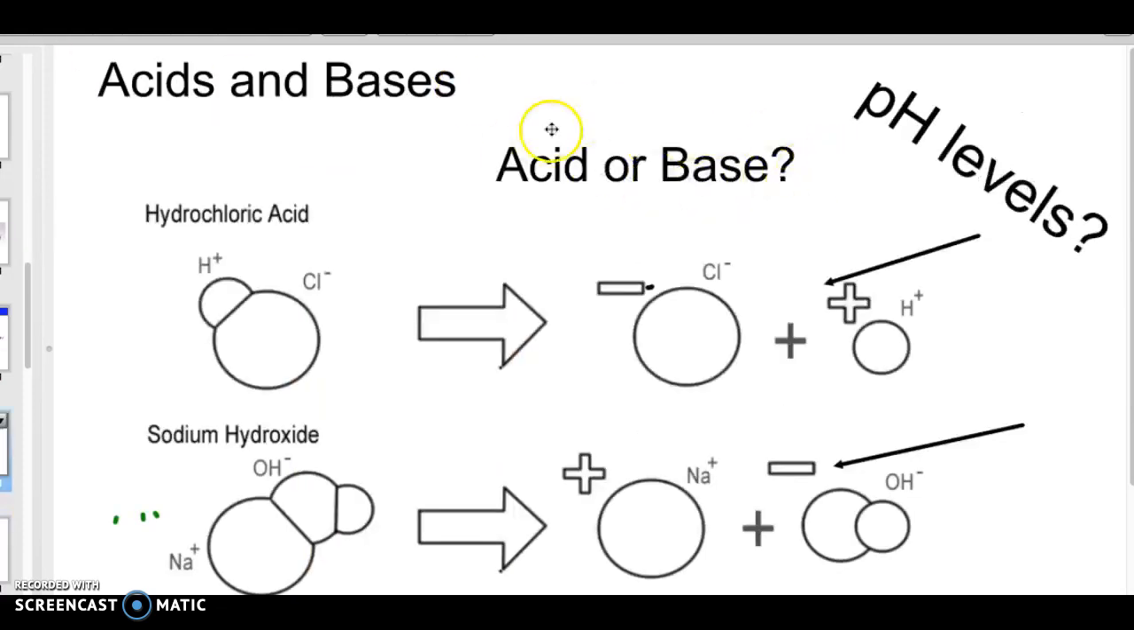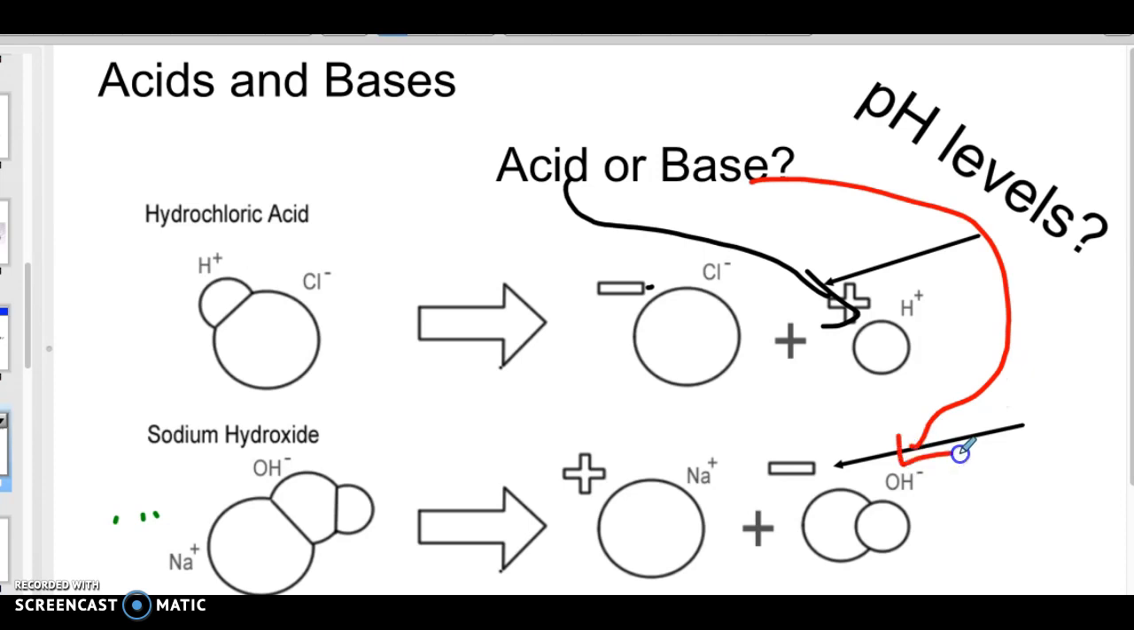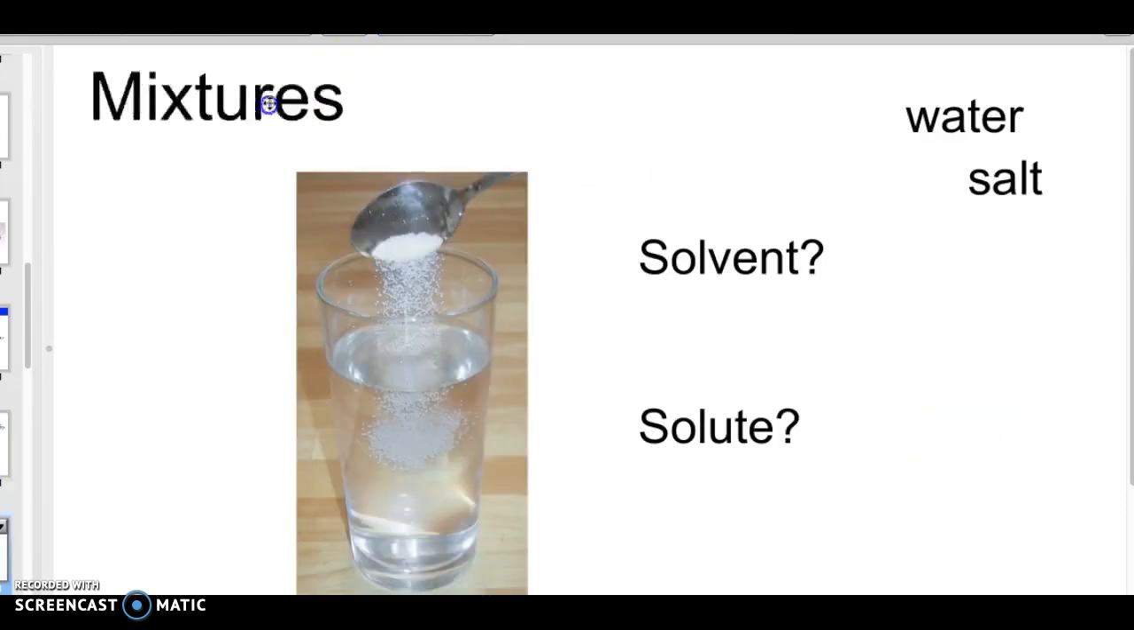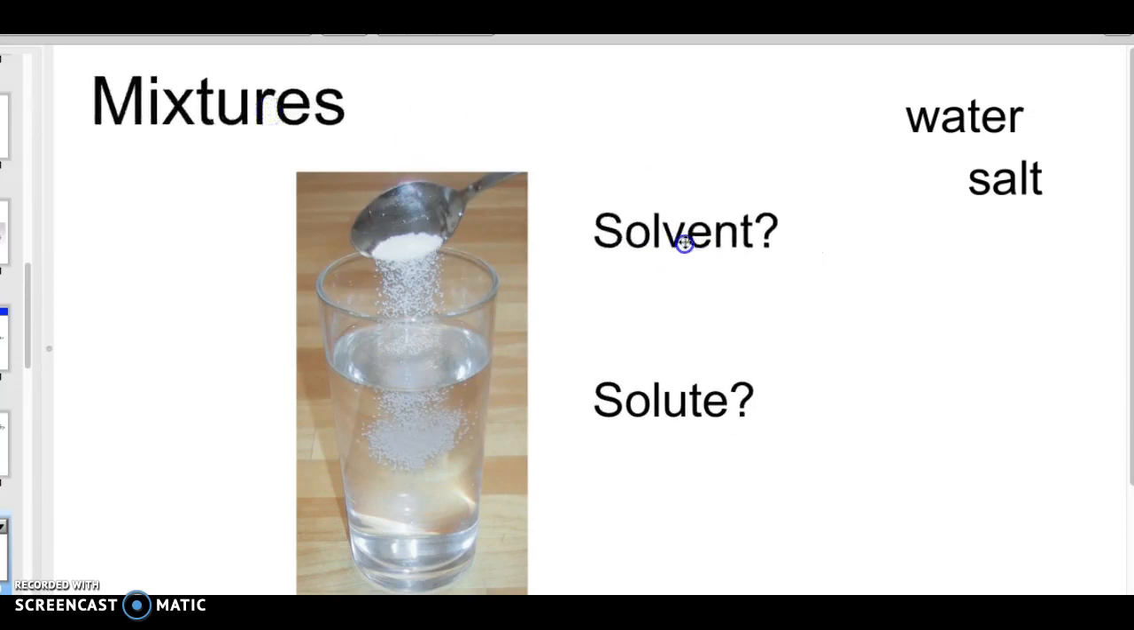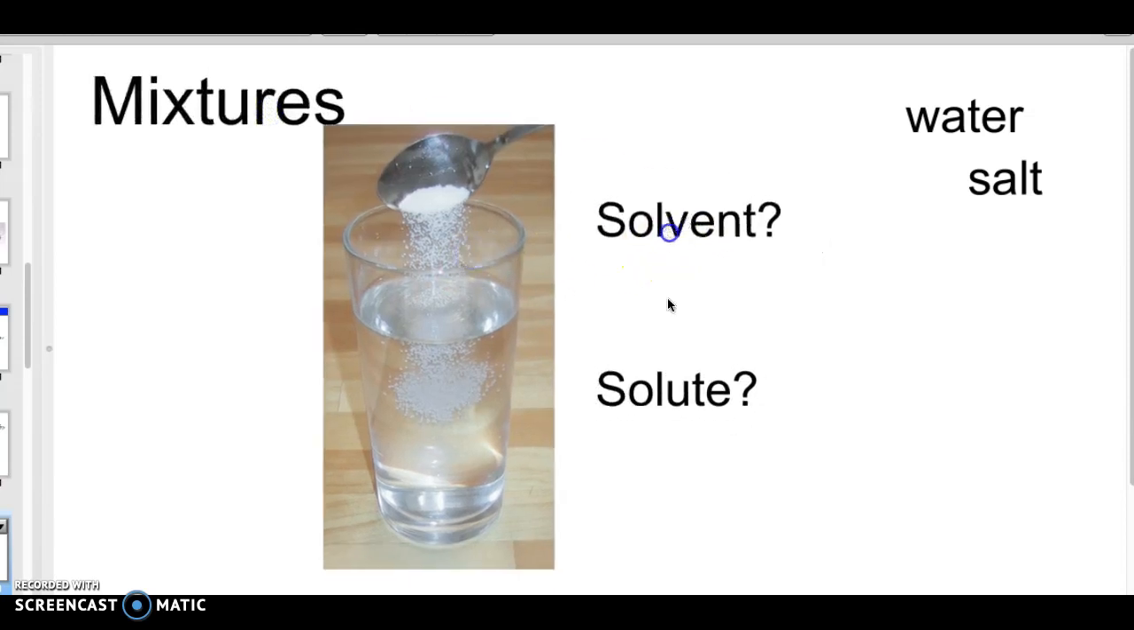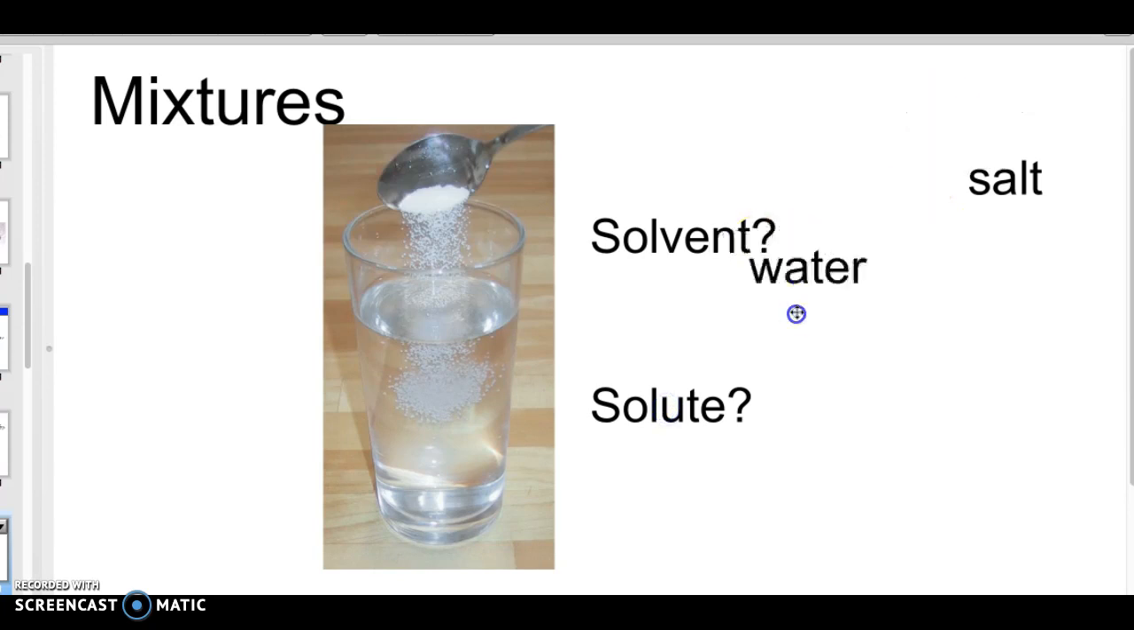So if you have an acidic solution, you would have more H plus ions in your solution. And if you have a base solution, you would have more hydroxide ions in your solution. So thinking about solutions and mixtures, if you were looking at the words solvent and solute, water would be the solvent, it does the dissolving, and salt or sugar or Kool-Aid would be the solute. It would be what does dissolve in the water.